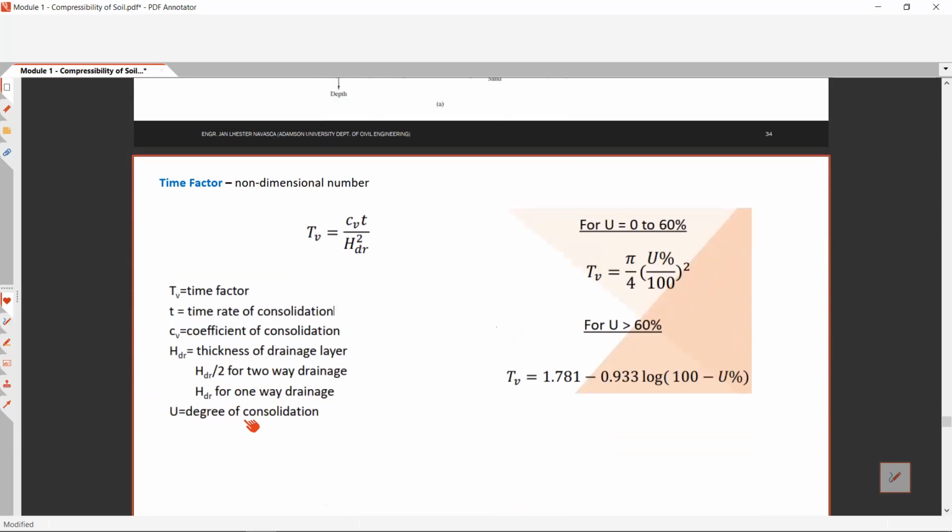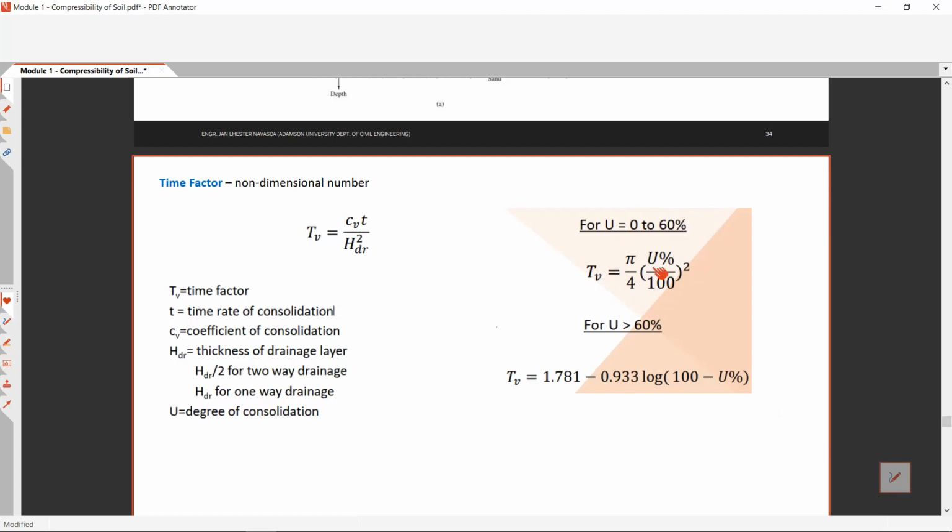And U is the degree of consolidation. Okay? Yung t na to, that is the time rate of consolidation. This is the time, kung gusto mong malaman kung anong time ba siya, consider mo kung anong time mo ba gusto malaman yung degree of consolidation at that time. So for U from 0 to 60% of degree of consolidation, ibig sabihin 60% na yung natapos doon sa consolidation, between 0 to 60%, the value of your T sub V or the time factor is equal to pi over 4 times U in percent over 100, squared.